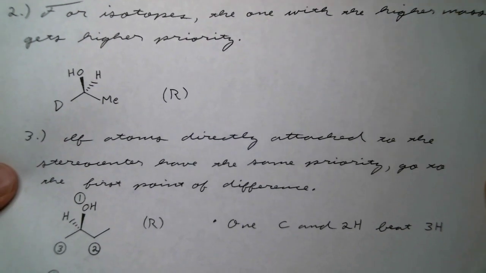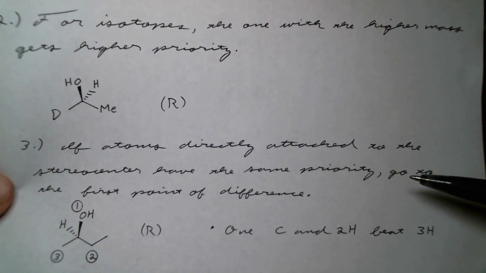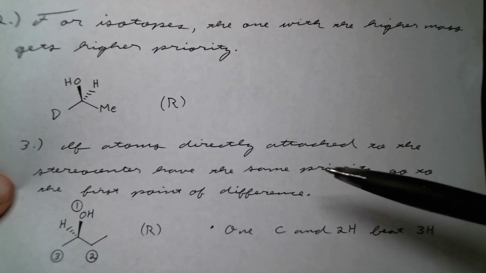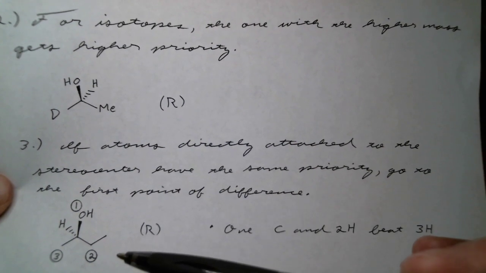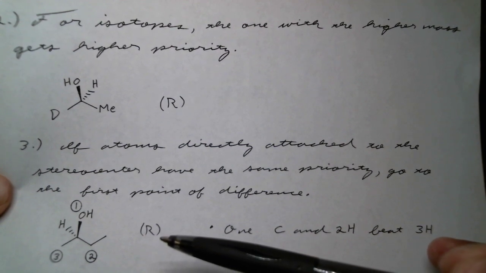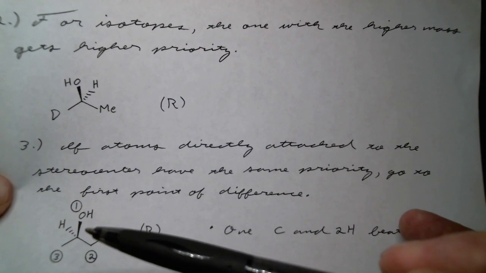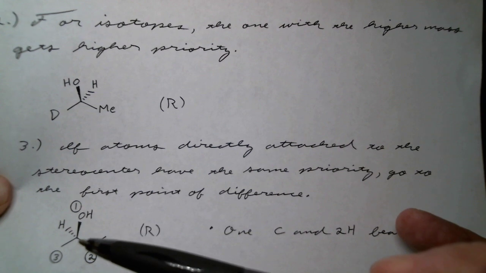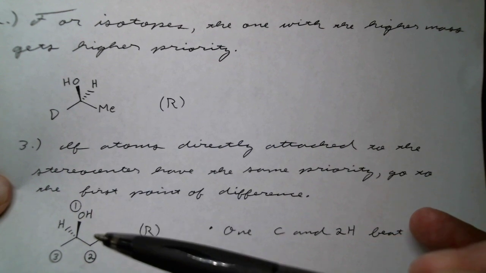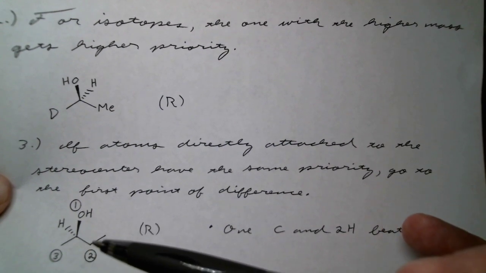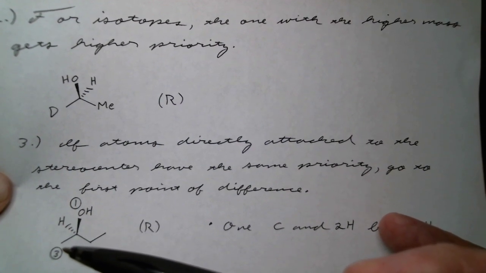Next rule. What if you have two groups that have the same atom directly attached to the stereocenter, but they're different groups? Well, you have to go to something called the first point of difference. So in this case, we have (R)-2-butanol. The question is, how do we assign that stereocenter? Because we know that our hydrogen is the lowest priority. It's already in the back with the dashed bond. Our first priority is oxygen, but now we've got an ethyl group and a methyl group. Those are both carbon. So why does the ethyl group get a higher priority than the methyl group?